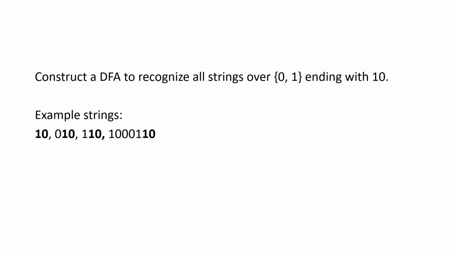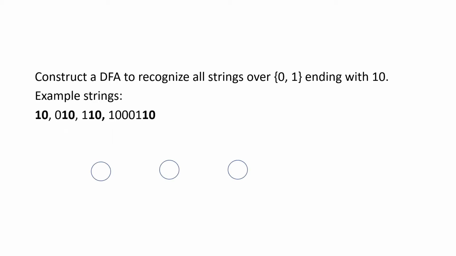In this video, we are going to see how to construct a DFA for the strings that end with some pattern. For example, we'll see how to construct a DFA to recognize all strings over {0, 1} ending with 1, 0. So the automaton must be able to generate strings that end with the pattern 1, 0. For example, the strings recognized by the automaton will look like this, right?